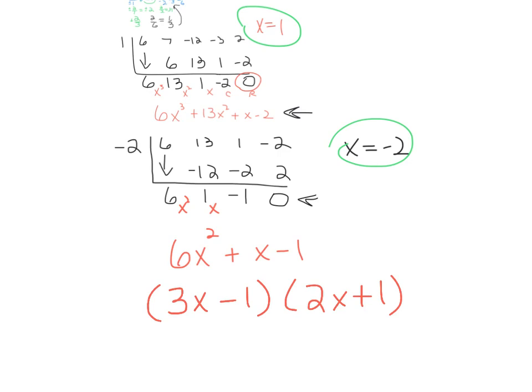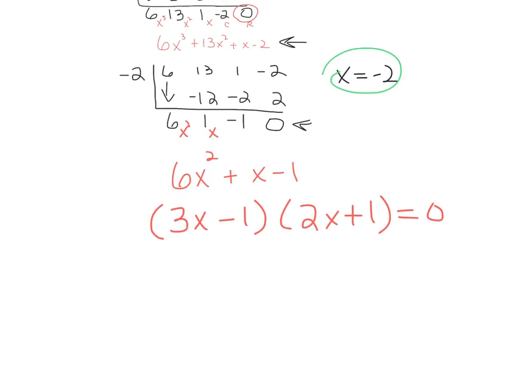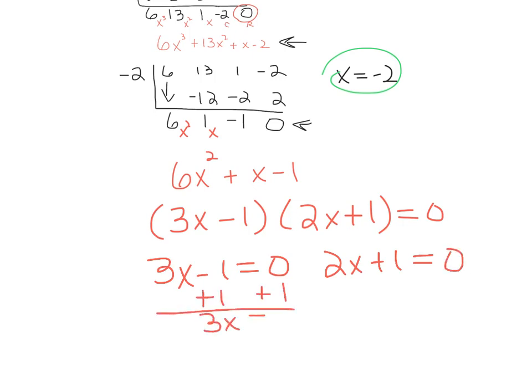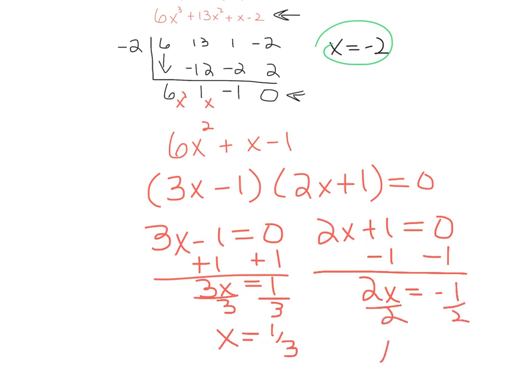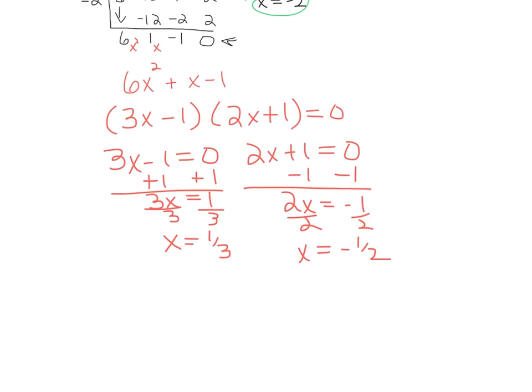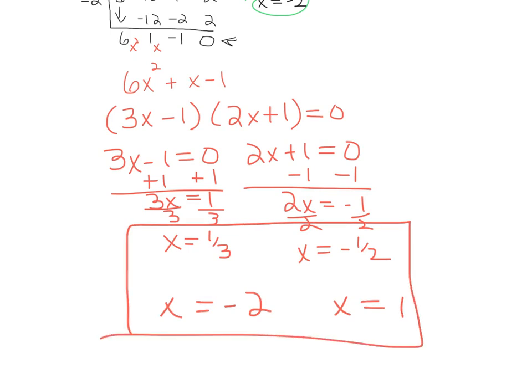Now again, the instructions didn't say factor, they said find the zeros. So this is where I need to set it equal to 0 and figure out what x equals. Add the 1, 3x equals 1, divide by 3, x equals 1/3, subtract the 1 on this one, divide by 2, and x equals negative 1/2. I now have the 4 zeros, so I'll rewrite the original 2 that I found by the synthetic, and now the 2 I just found by factoring that quadratic. There are 4 zeros here.